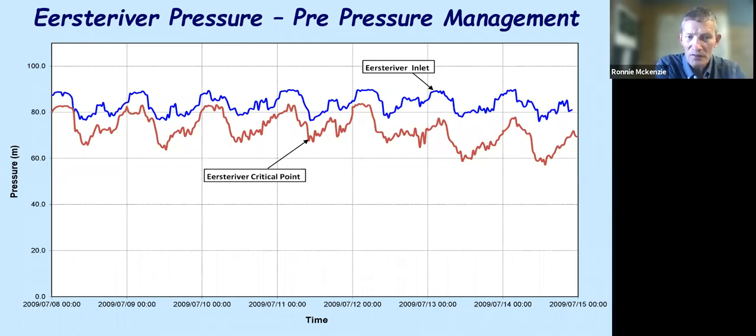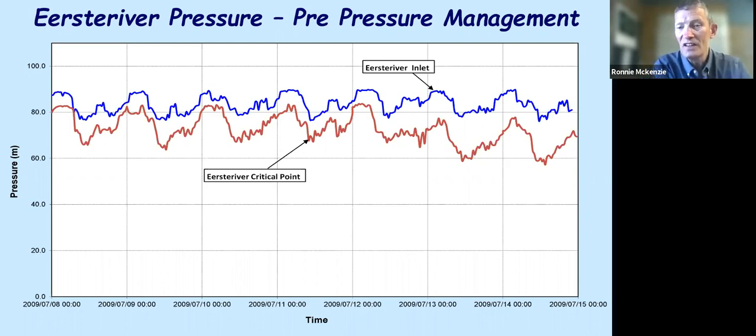The top line is the pressure going into the zone, which is the blue line, and the red line represents the pressure at the critical point. So you can see there's not a huge difference between the inlet pressure and the critical point pressure. What's quite interesting is the inlet pressure is generally around 80 to 90 meters, and the critical point pressure is between 60 and 80 meters.